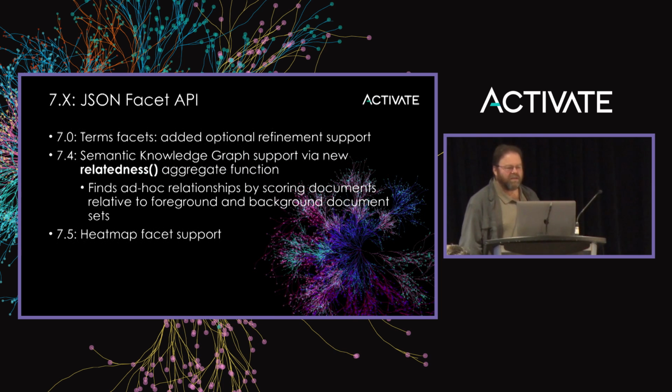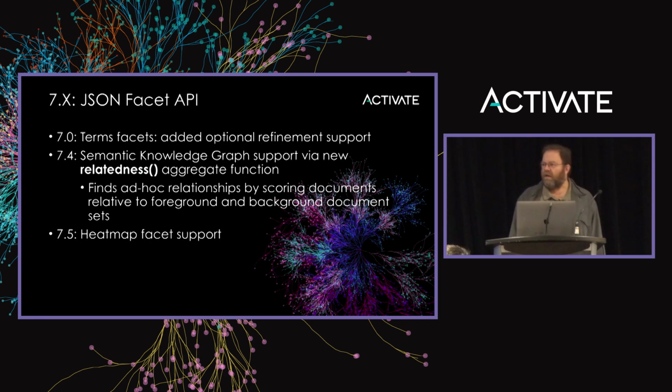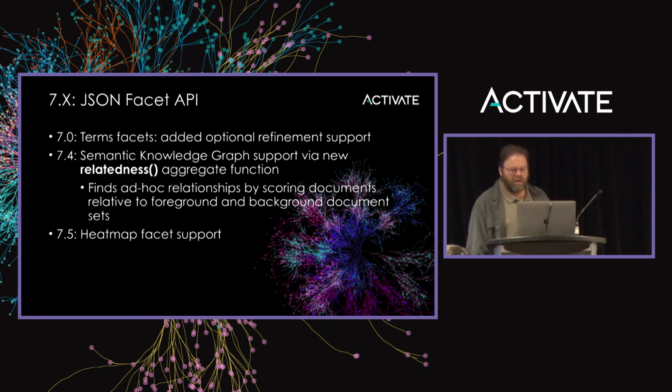Next topic for 7.x is the JSON facet API. In 7.0, terms facets added the optional ability to refine the facets. Previously, they were potentially inexact. In 7.4, a new relatedness aggregate function was added to support the so-called semantic knowledge graph functionality, which finds ad hoc relationships by scoring documents relative to foreground and background document sets. In 7.5, heat map facet support was added to the JSON facet API. It already was in classic faceting.